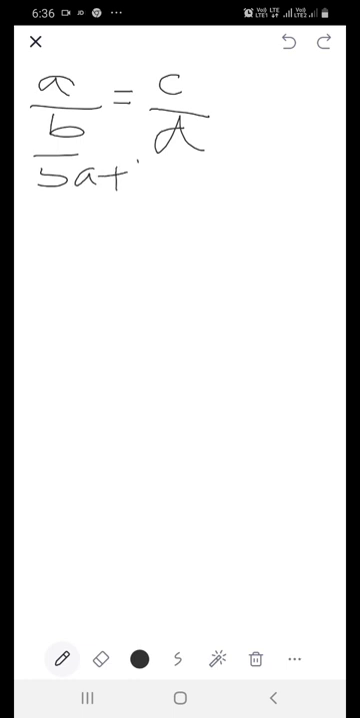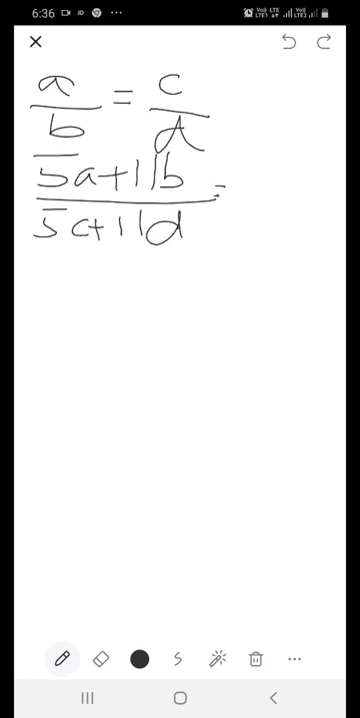Now I'm taking the questions from your exercise 7.3. I am taking the first question. You see in the first question, it is given that a is to b is in proportion with c is to d. Then you have to prove that 5a plus 11b upon 5c plus 11d is equal to 5a minus 11b upon 5c minus 11d. This you have to prove.